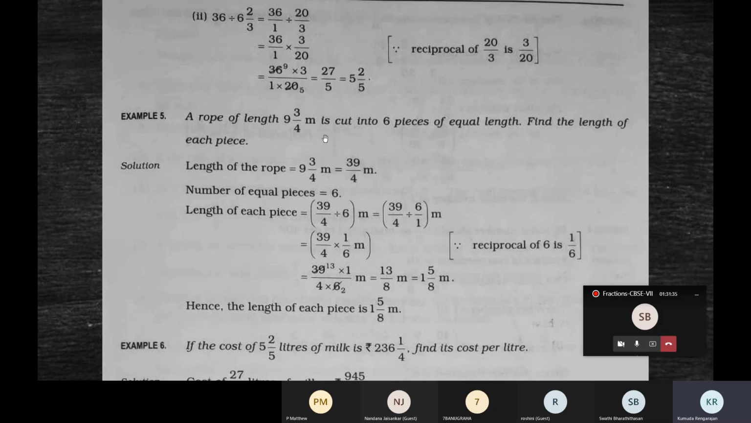So here in this case, we took a different example. 21 meters, 7 pieces. 21 divided by 7. 21 first, then divided by 7. Similarly, here 9 3/4. First 9 3/4, that is 39/4, divided by 6. Because this number 21 meters and 7 pieces, so 21 first and then only 7. So see, 39/4 first and then 6. Divided by 6, then 6 means 6/1. Then division becomes multiplication and 6/1 becomes 1/6. And then like this it is. So the length of each piece is 1 5/8 meters.